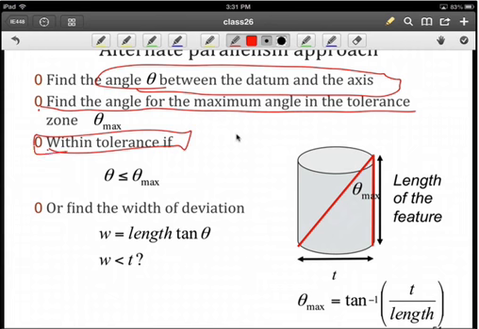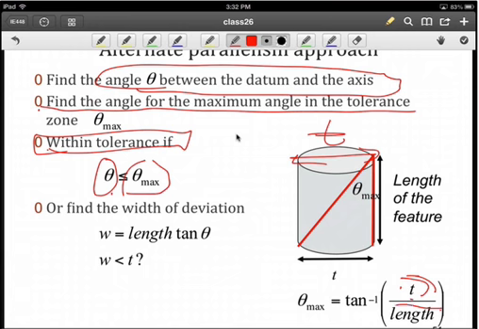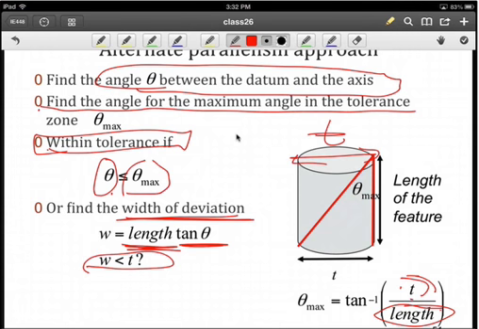So now instead of using the difference in distances, we'll say if the theta that I measure here, and this is the tolerance zone width, t, if the theta that I measure for the actual axis is less than or equal to theta max here, and theta max, of course, will be related to our tolerance zone width and the length of the feature, as you see here. Or we find the width of the deviation, and that is the length times the tangent of theta, and ask is w less than or equal to t. Either way, we should come away with the same conclusion.